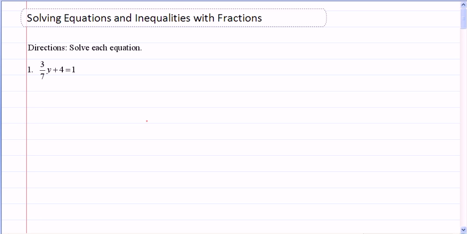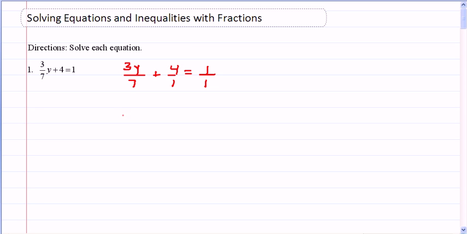In this lesson, you will learn how to solve equations and inequalities with fractions. So the first thing I'd like to do is to rewrite this equation, 3/7 y plus 4 equals 1. Instead of writing it as 3/7 y, I will write this as 3y over 7. And then I will change 4 to 4 over 1 equals 1 over 1.